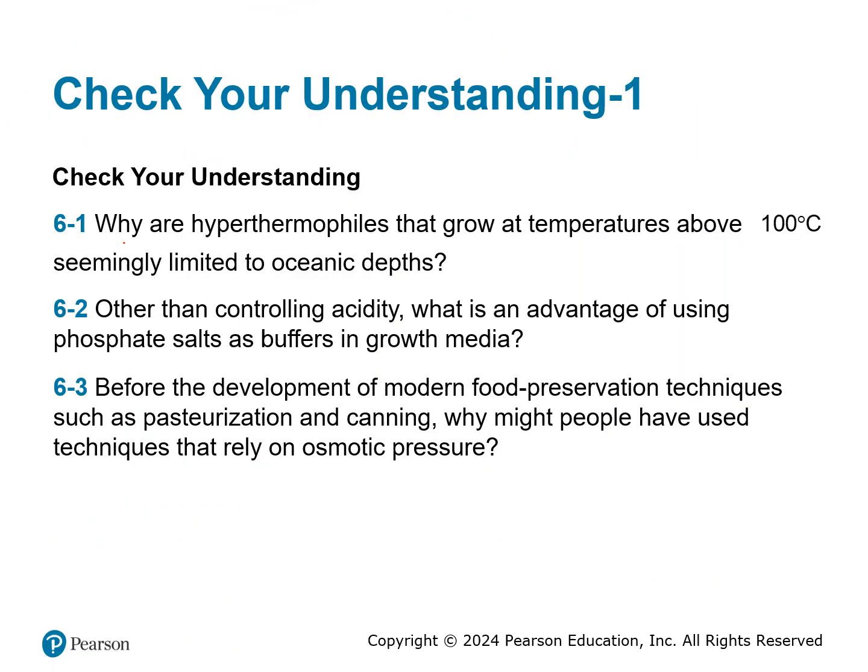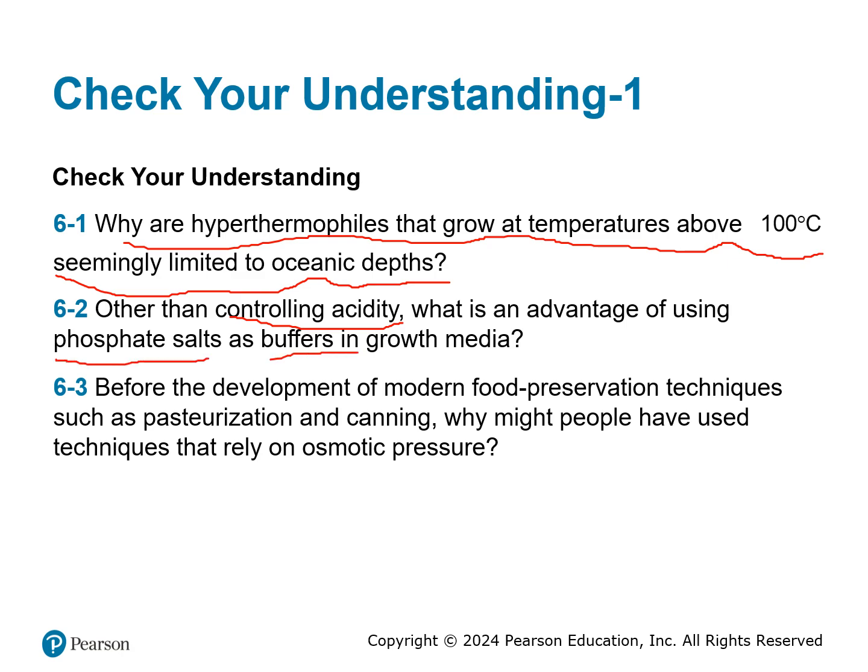All right, so why are hyperthermophiles that grow at temperatures above 100 degrees Celsius seemingly limited to ocean depths? Well, that's an easy one. Where are we going to find temperatures above 100 degrees Celsius? The liquid magma that's inside the earth, right? So volcanic vents, things like that are going to have that high temperature. Okay, other than controlling acidity, what is an advantage of using phosphate salts as buffers in growth media? Well, the microbes also need phosphate to grow.